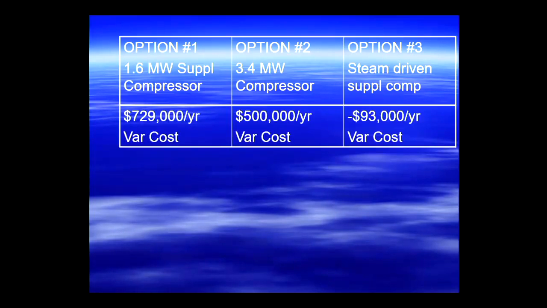Option number 1 produced a variable cost of $729,000 a year. That's how much it cost. Option number 2 is only $500,000, so that looks more attractive. And option number 3, you save $93,000 a year. So which would you do? Option number 3 also gives you better green credentials, saves the planet, as you buy less power from the local power company, you consume less gas, and you save some carbon dioxide into the atmosphere. What's the obvious choice?